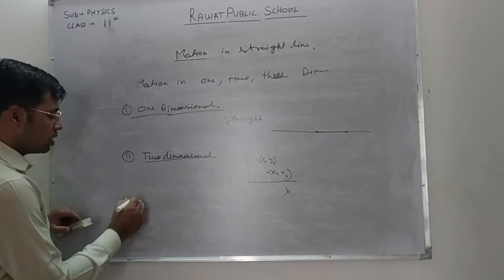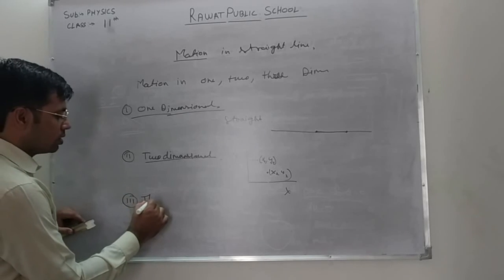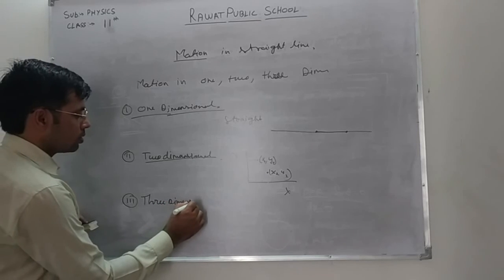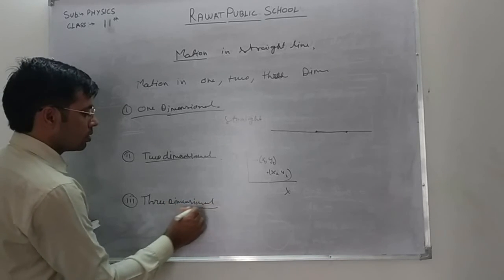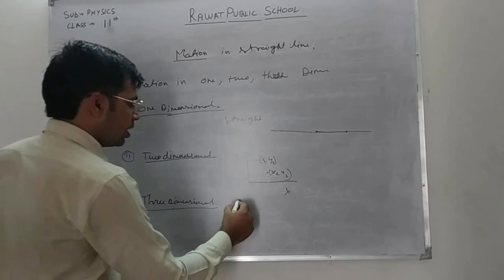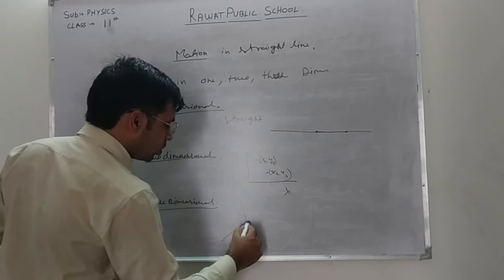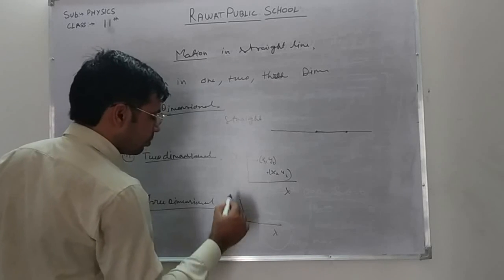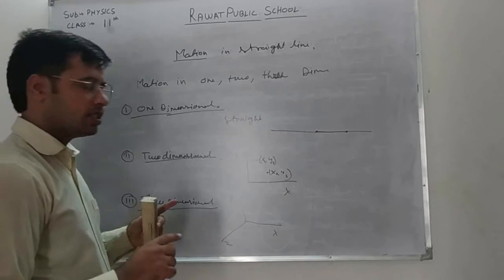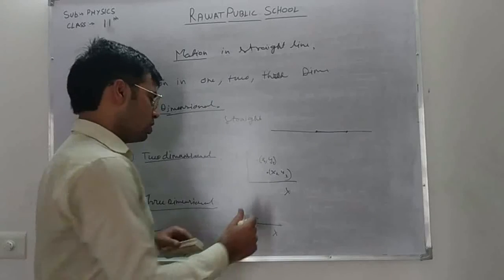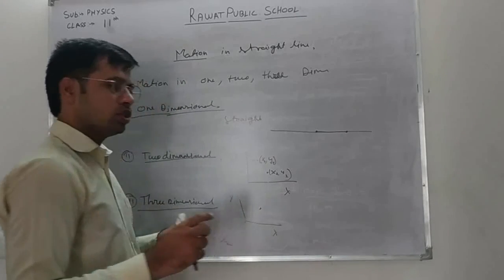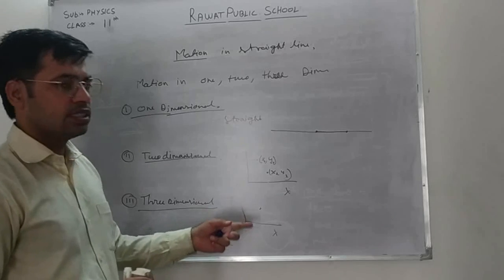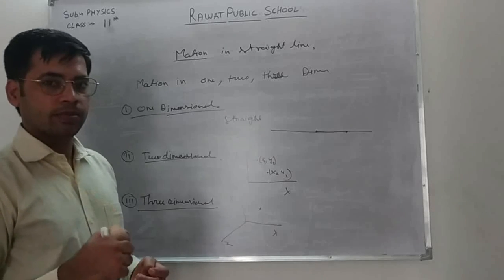Now the third one is three-dimensional. If all the three coordinates which are specifying the position of the object are changing with time, then we can say it is a three-dimensional motion. The position of the object with respect to x-axis, y-axis and z-axis is changing with respect to time.